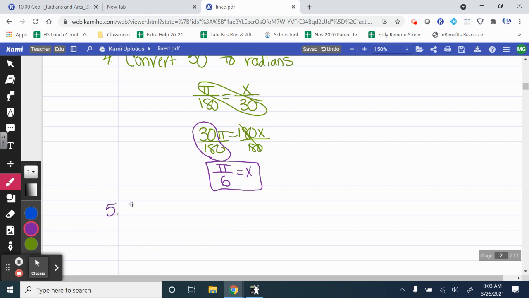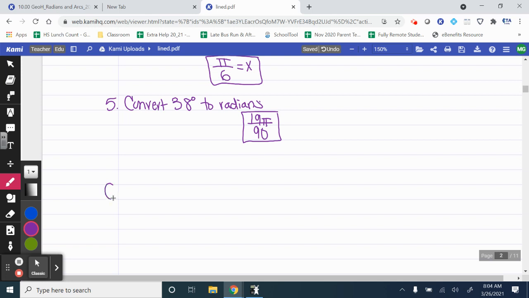All right, let's do one more. Convert 38 degrees to radians. Pause your video, and remember, give your answer in terms of pi and as a fraction. All right, so for that one, your final answer should be 19 pi over 90. So you should have done your pi over 180 equals x over 38.